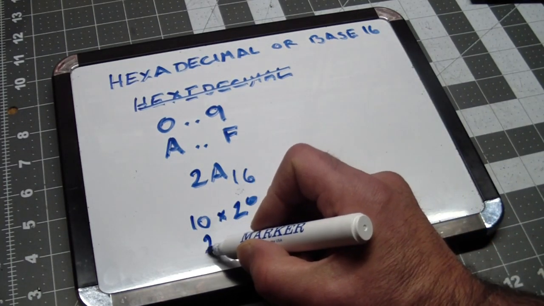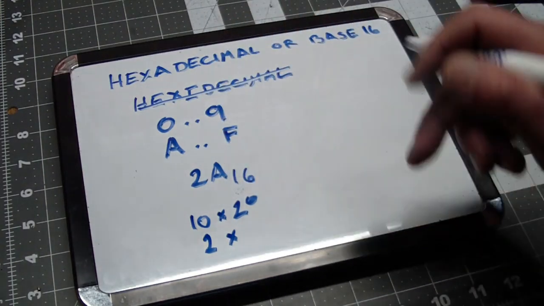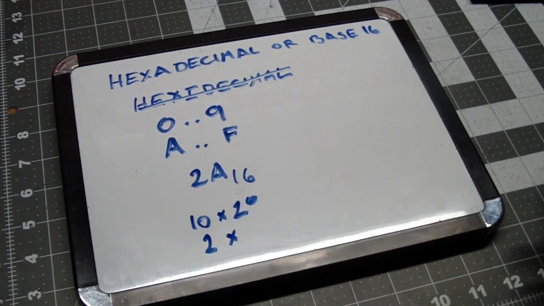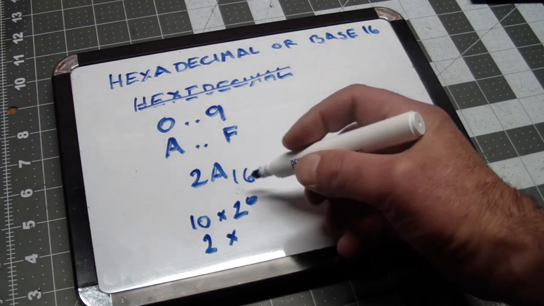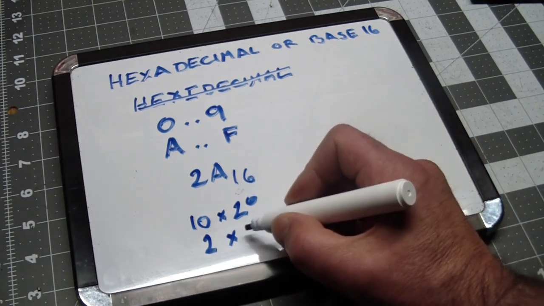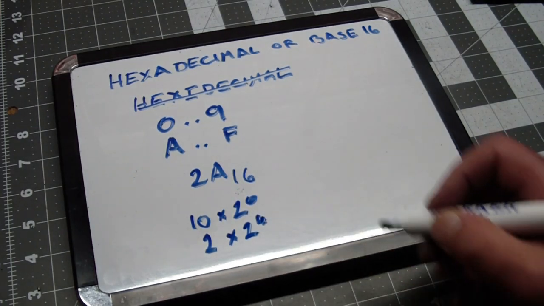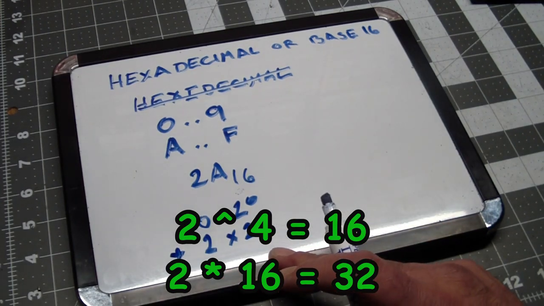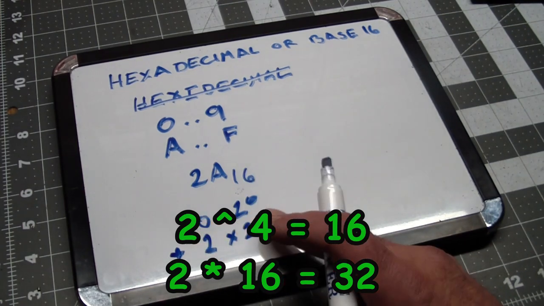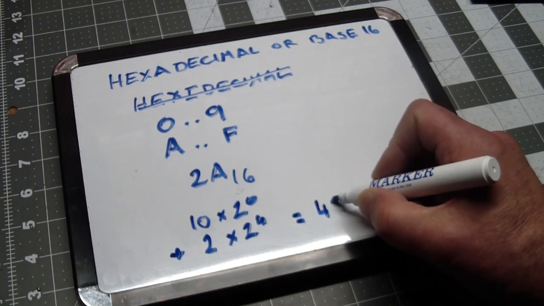Now we take the second digit, but remember, a single hexadecimal digit is equivalent to 4 binary digits. So now what we do is we multiply that with 2 to the power of 4, which is 16. So basically that plus this, this is 2 times 16 plus 10 times 1, which is 42 decimal.